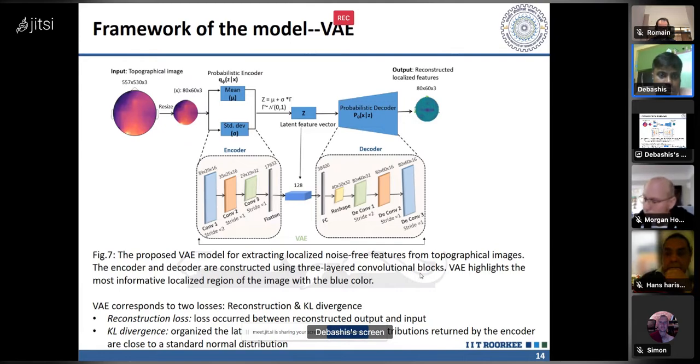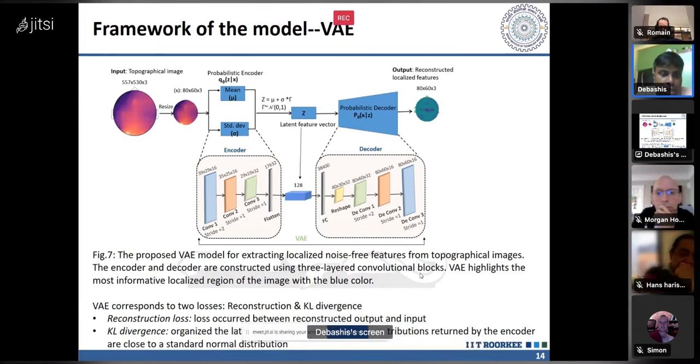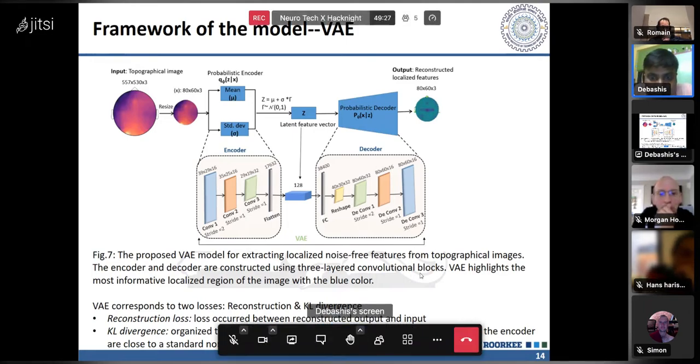This is the framework of the first model, the VAE model. We give the input, but the inputs are very big and we do not have high-end machines to train on lots of big images, so we resize the images to a smaller size and then pass them to the VAE model. The VAE is based on a three-level CNN model, with conv 1, conv 2, and conv 3 in the bottom section. In the output box you can see the noise-free localized features: in the green topographical map, the blue color shades are the localized features.